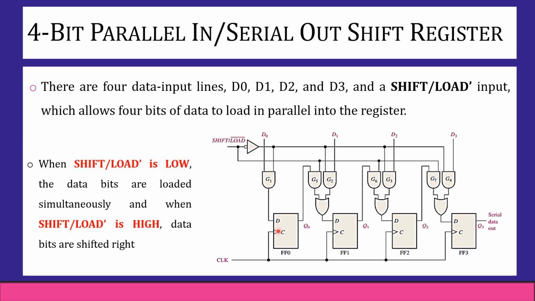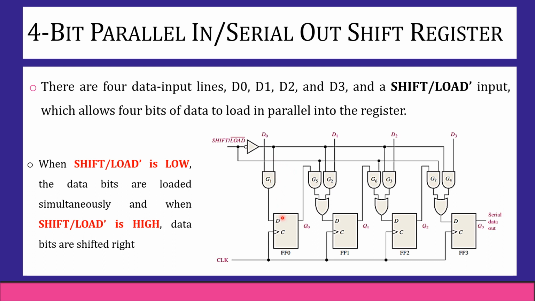Okay, parallel load or serial shifting operation. That one will be controlled by means of this shift or load complement control line. When this line is low, the data bits are loaded simultaneously. So when this line is low, we are going to perform the loading operation. The load line and the input line should be connected to each gate.